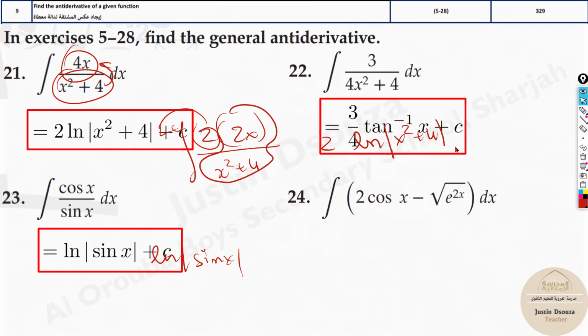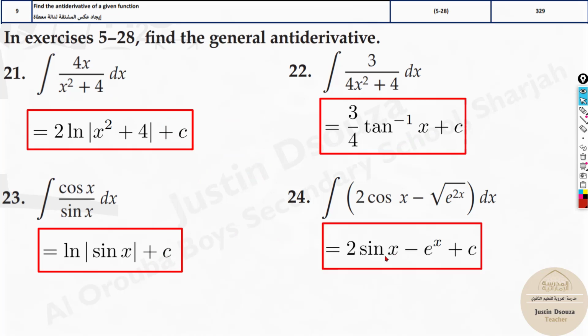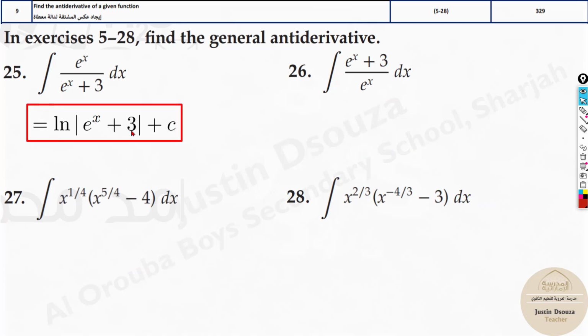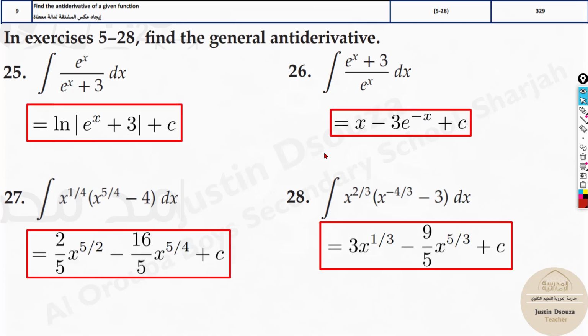So these are the answers. Yeah, I've written it correctly. Don't forget to write the plus c. Same way, do solve the others. Even over here, this is natural logarithm magnitude of e power x plus 3. Please try these by yourselves.